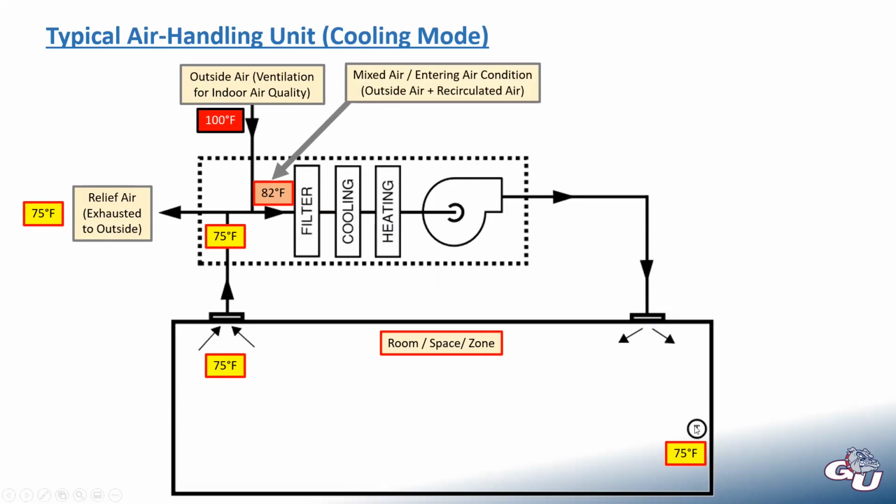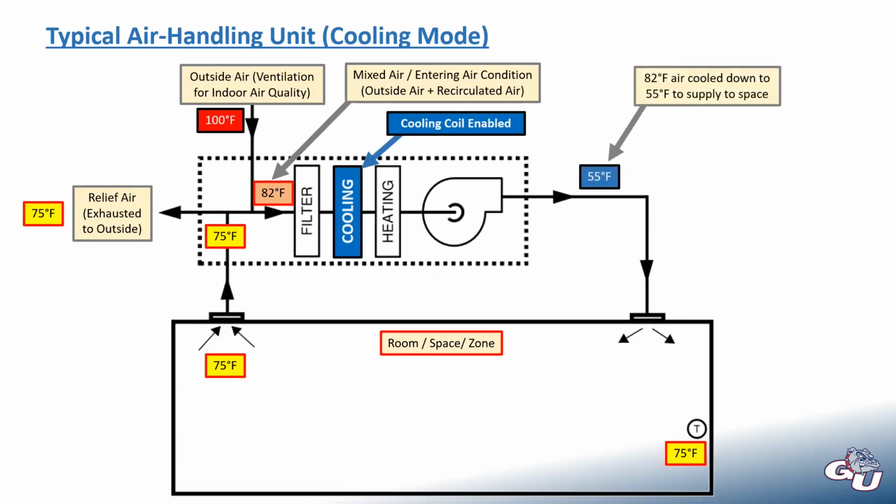And now the thermostat says, hey, we're starting to get a little warm in here. We need to turn that cooling on. We turn the cooling coil on, and now we're going to cool down that 82-degree air to 55 and then deliver that into the room. And again, it's just a big cycle. You're delivering cold air, it mixes with the room, becomes neutral, gets pulled back, bring in more outside air, a constant cycle.